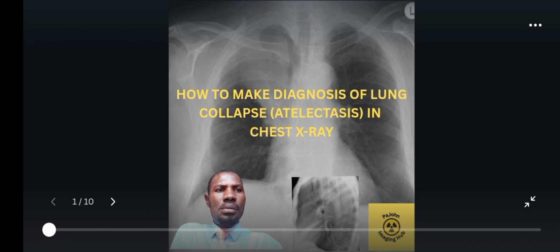In today's radiographers and other health professionals education series, we look at how to make a diagnosis of lung collapse, which is also known as atelectasis, in chest X-ray.